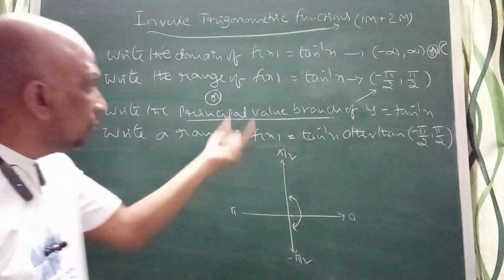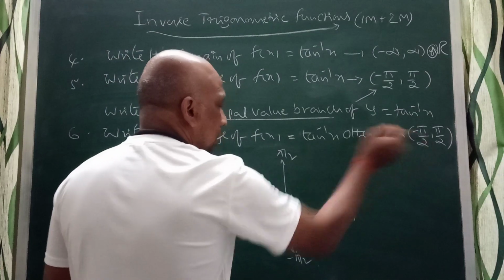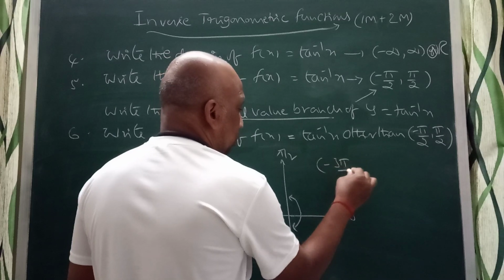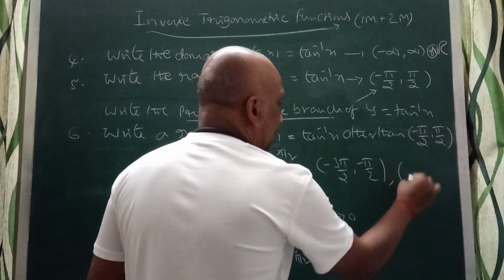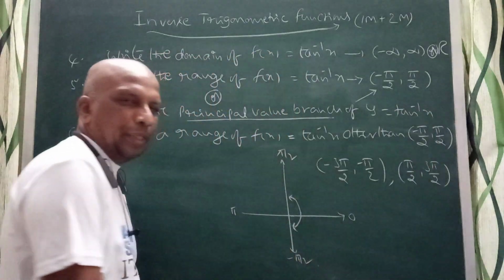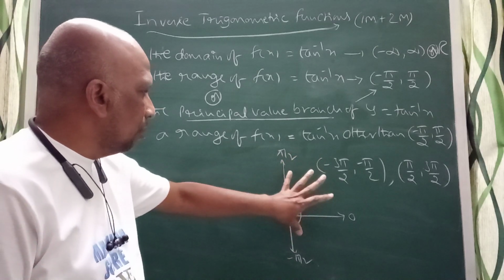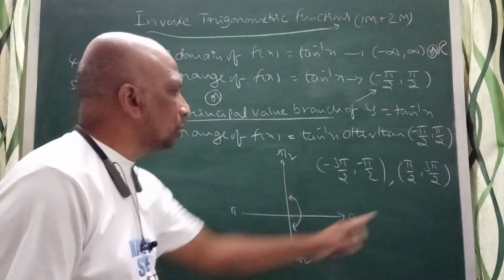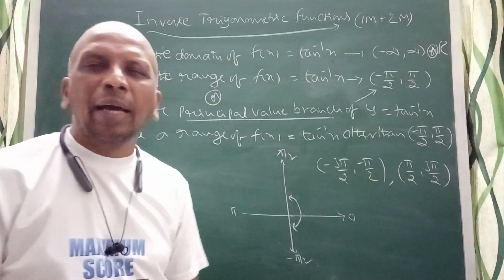When they are asking the range of this other than minus pi by 2 comma pi by 2, I can write minus 3 pi by 2 comma minus pi by 2, and I can also write pi by 2 comma 3 pi by 2. In the same place you can see it comes minus 3 pi by 2 to minus pi by 2, and on this side it takes pi by 2 to 3 pi by 2. Other than this means this is the range of f of x equal to tan inverse x.